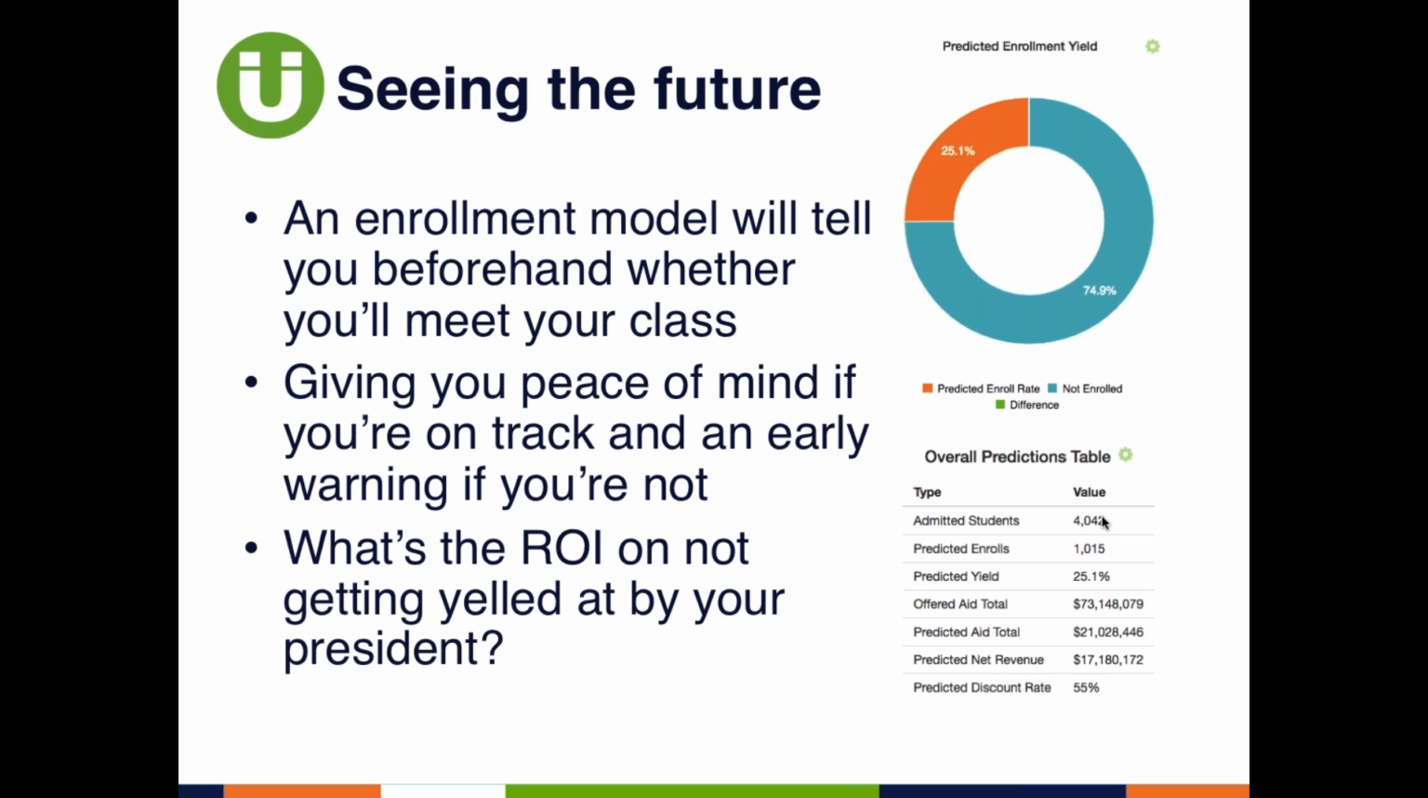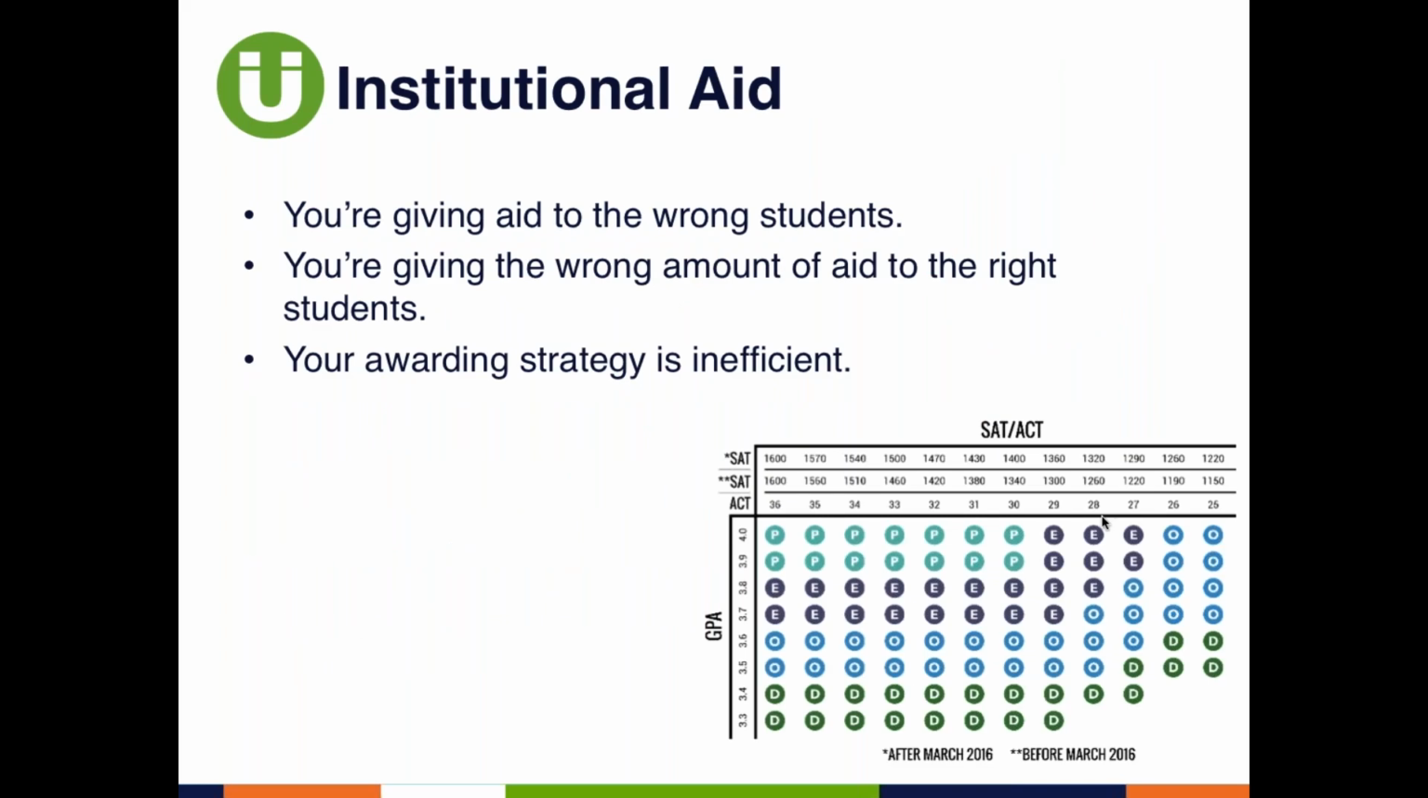Absolutely. So while we're on the topic, let's talk a little bit more about aid and the institutional aid. Go for it, John. Yeah, just ultimately, to be a little bit saucy about it, you're giving aid to the wrong students, and you're giving the wrong amount of aid to the right students, and ultimately, your awarding strategy is inefficient. So, Brad, you put in this matrix here. Explain the difference between a matrix and what we were talking about.